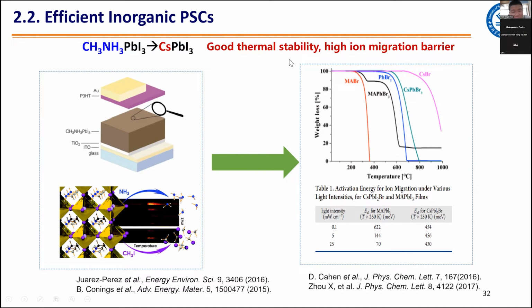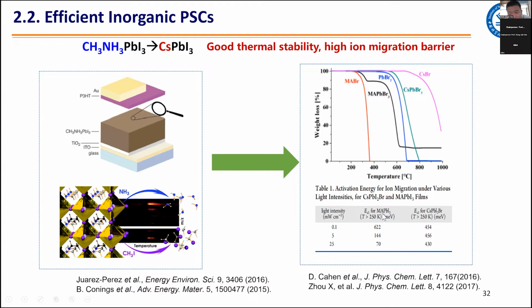I think phase stability is another issue. I will not discuss that here. And another one: people found these materials have high migration barriers, because when we shine these inorganic materials, that ion migration cannot be reduced too much.